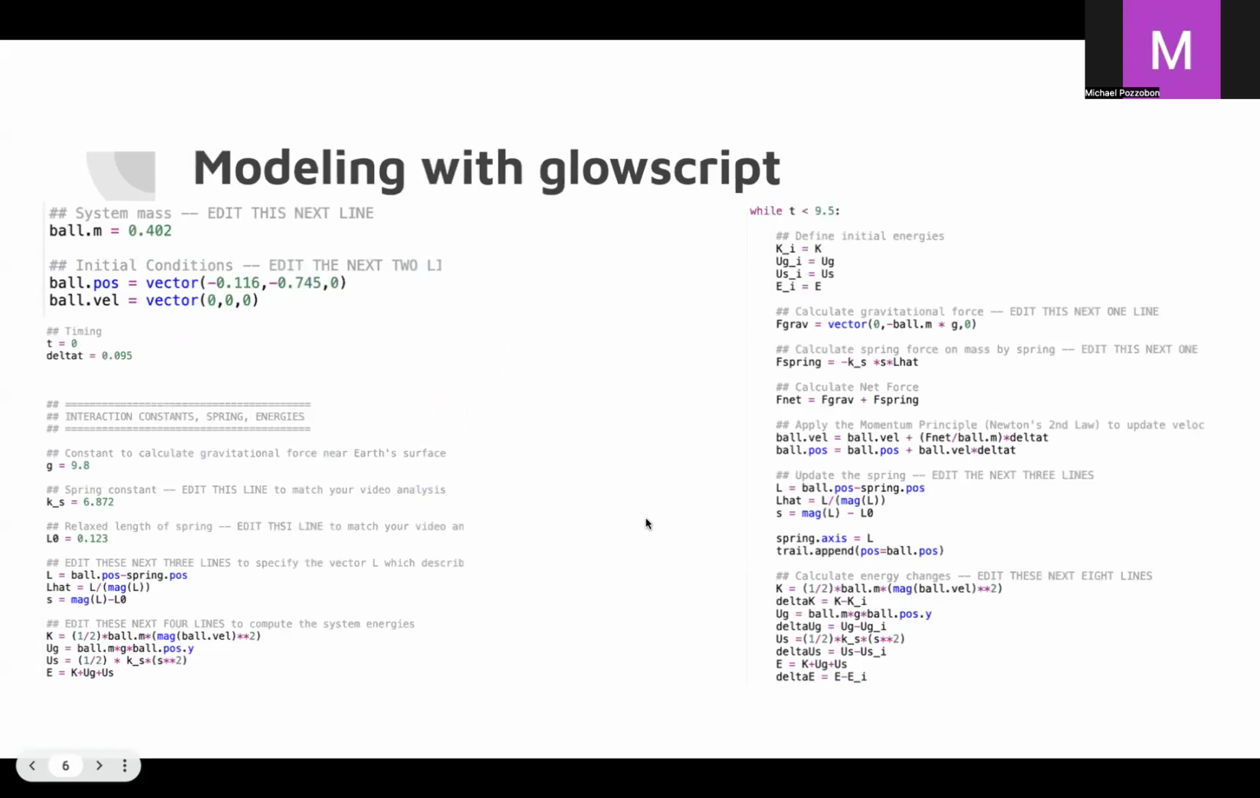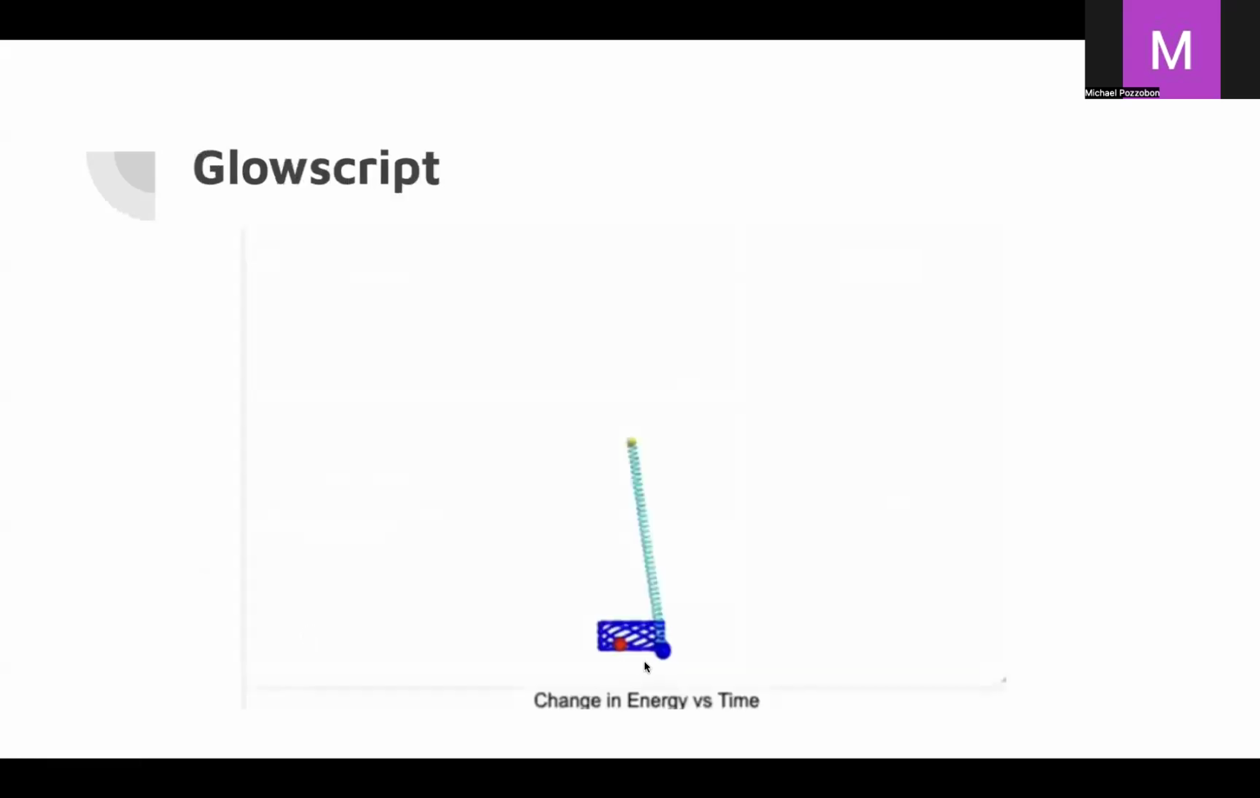Modeling with GlowScript. We got the code shown on the screen, which basically just inputted the different equations into GlowScript. The spring constant and L naught that we got from calculating, and gravity is constant close enough to Earth, 9.8. And then we just put in our energy and position velocity update equations. So this is the graph that we got using that. There's no video here because it's not playing, but there's a graph we got using that GlowScript model.